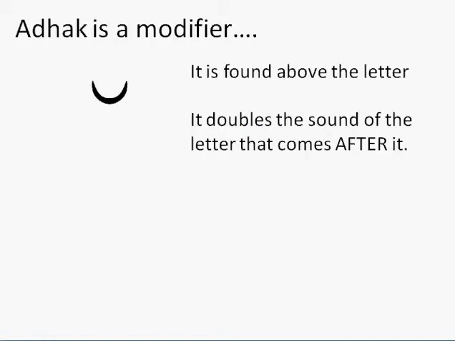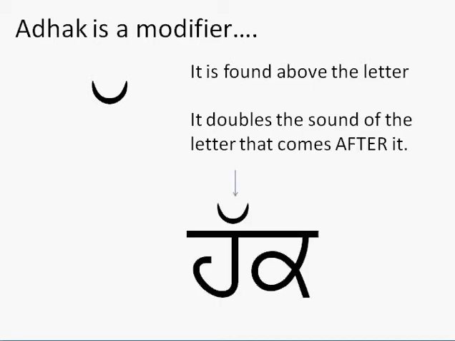So there you go. Now, quick review. Adhak is the modifier. It is found above the letter, but it doubles the sound of the letter that comes after it. One more time, it doubles the sound of the letter that comes after it. So in the case of haqq, you'll see that the adhak is found above the haha, but really it doubles the sound of the kakkaa. It's an indicator that what comes after this is supposed to be doubled. So that is haqq.